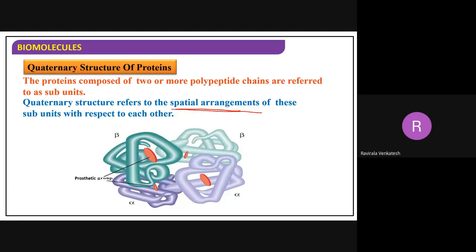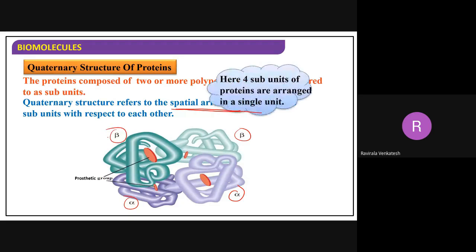Now, here you are having alpha and you are having beta, alpha sheeted, beta pleated structures. Here, four subunits of proteins are arranged in a single unit like that. All are arranged like this, and you get an arrangement.